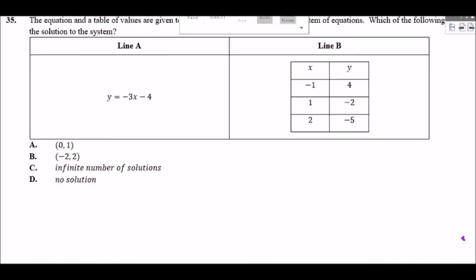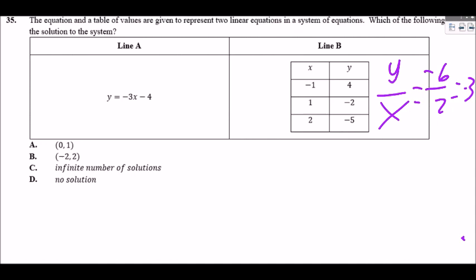All right, so we're going to see if these two lines are infinite solutions, no solutions, or they cross at a certain point. So what I'm going to do is look at my pattern in y over my pattern in x. My pattern in y looks like it is going down 6, and then my pattern in x is going up 2, or negative 3. I could have done x1 minus x2 and y2 minus y1 and gotten the same slope.